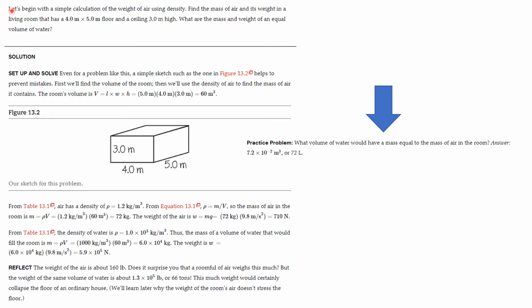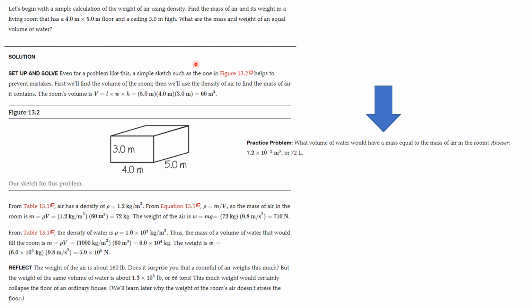We could also do a numerical problem, and let's do one. Let's begin with a simple calculation of the weight of air using density. So we want to find the mass of air and its weight in a living room that has a 4 meter by 5 meter floor and a ceiling that is 3 meters high. 3 meters is between 9 and 10 feet, so that's a pretty high ceiling. What are the mass and weight of an equal volume of water?